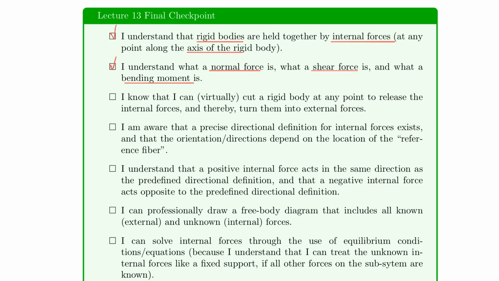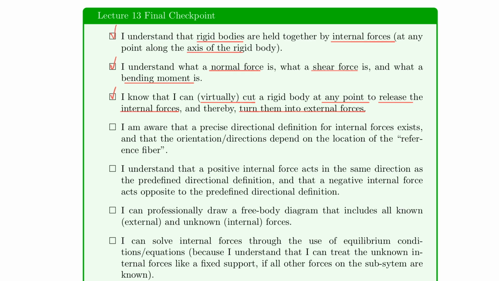Then we talked about this thing of a virtual cut, right? So you understand that you can always virtually cut any rigid body at really any point. Of course, we did it at very specific points here, but the reason you do that is because you want to release the internal forces. And by doing that, you really turn them into external forces for which you already have all the mathematical knowledge to solve for such external forces. So the internal forces are really not calculated any differently than the external forces. They are just named differently, and after you cut them, you effectively have an external force that you can then solve for using the cantilever method.